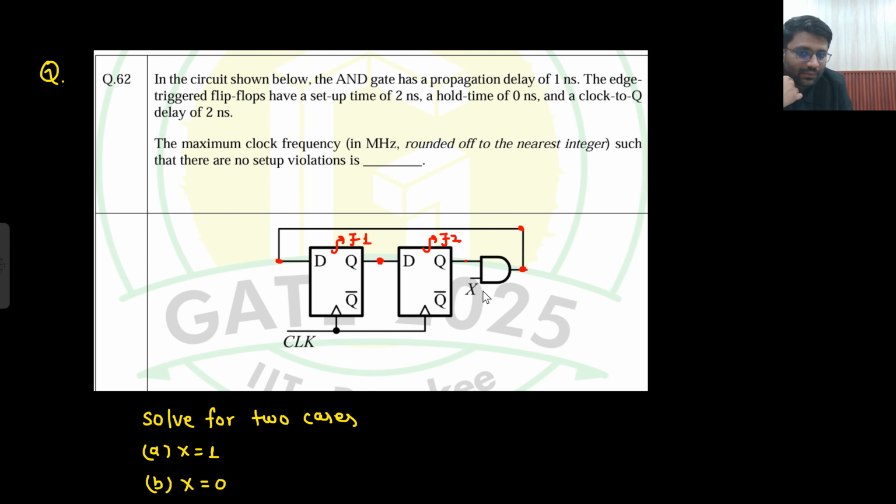If X was 0, then you surely know that, sir, this output will be surely 0. And if this output is surely 0, then this will be surely 0. And if this is surely 0, that means this input is surely fixed. That's for sure. But always when delay based problems are coming, you always design for the worst case.